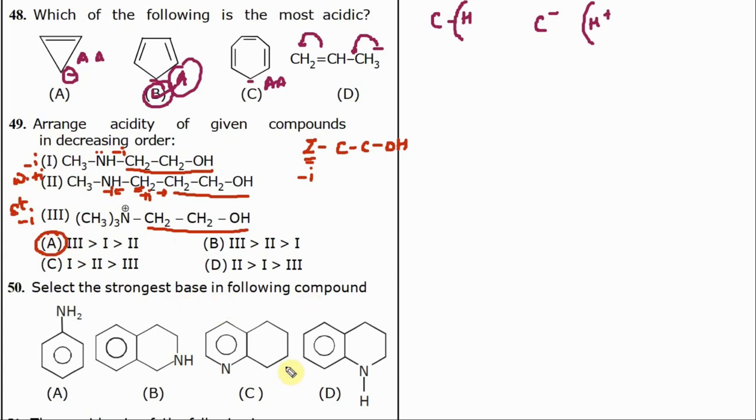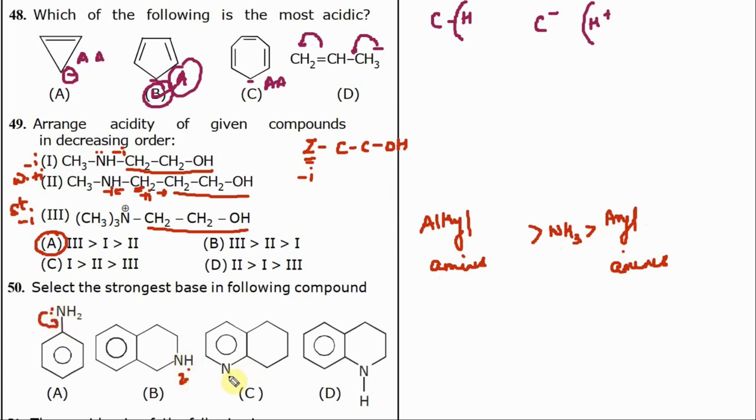Select the strongest base in the following compounds. Right away, what we know? Alkyl amines greater than ammonia greater than aryl amines. So you don't go away from basics. This is what you have to look at. This is an aryl amine. This is an alkyl amine, a 2 degree amine. This is an aryl amine, but the electron is not in conjugation. So this is better than A. This is an aryl amine because this is just like aniline. So your option is beta.